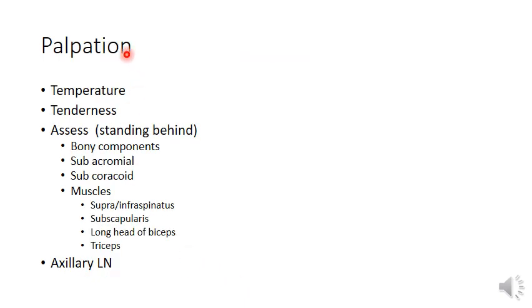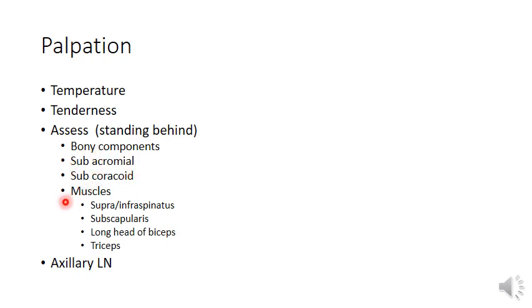So next is the palpation. Make sure you wash your hands. Okay, look at the temperature. Check it bilaterally. Look for the tenderness, bony tenderness from the sternoclavicular joint to the clavicle, the glenohumeral joint, coracoid process, and the head of the humerus. Don't forget to palpate the subacromial part and the subcoracoid regions to rule out any bursitis or if there is any inflammation in these regions.